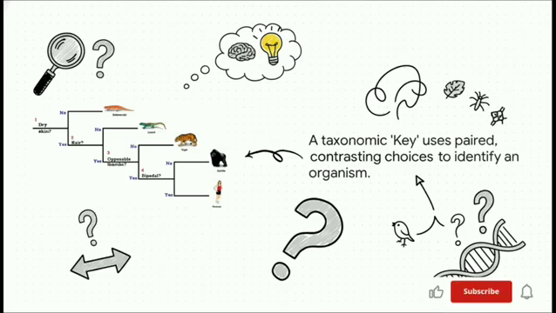It's basically a choose-your-own-adventure for identifying organisms. It presents you with a series of paired choices. Does it have feathers? Yes or no. Does it have 6 legs? Yes or no. You follow the path your answers create, and it leads you straight to the identity of what you're looking at.